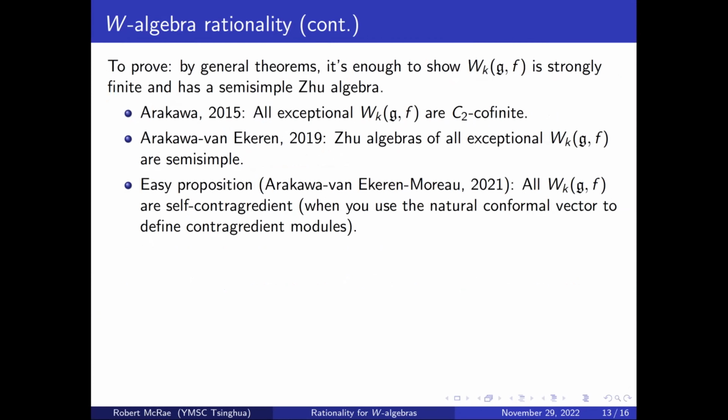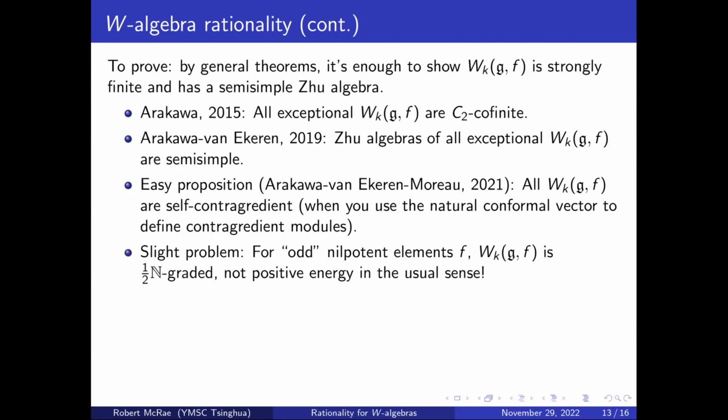So by the theorems I presented before, it's enough to show that a simple W-algebra is strongly finite and that it has a semisimple Zhu algebra. C2-cofiniteness was proved by Arakawa a few years ago, and then quite recently Arakawa and van Ekeren proved the semisimplicity of the Zhu algebra. It's also not too difficult to show that these exceptional W-algebras are self-contragredient, at least when you use the most natural conformal vector to define the contragredient module structure.